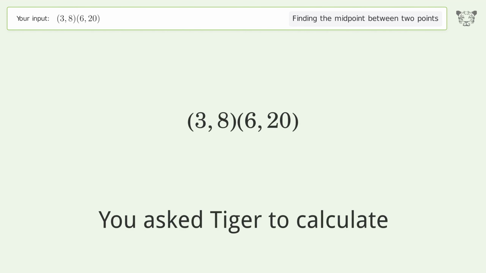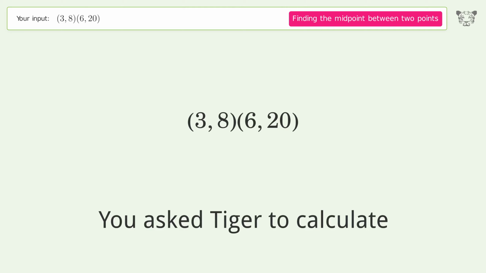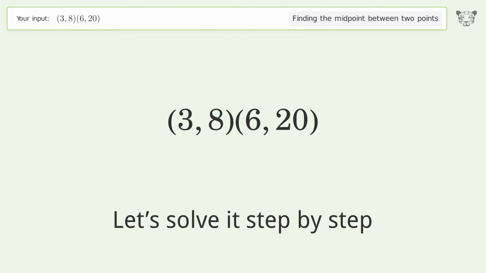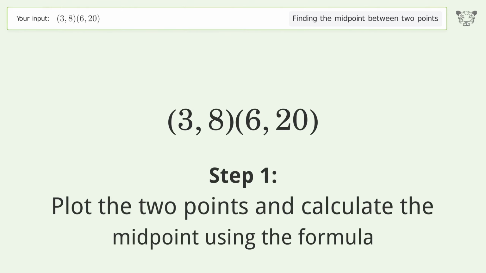You ask Tiger to calculate. This deals with finding the midpoint between 2 points. The midpoint between the 2 points is 4.5, 14. Let's solve it step by step. Plot the 2 points and calculate the midpoint using the formula.